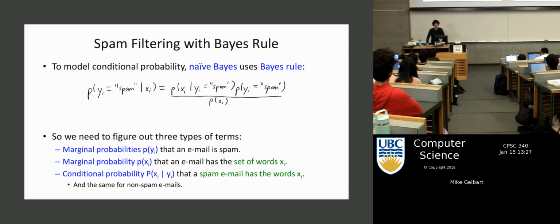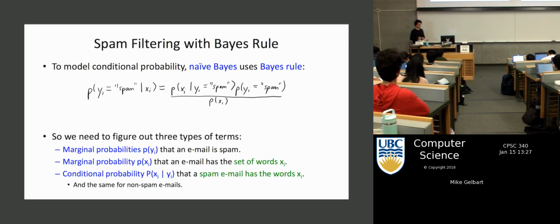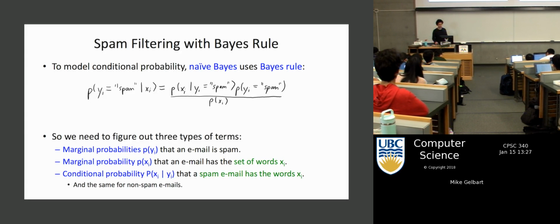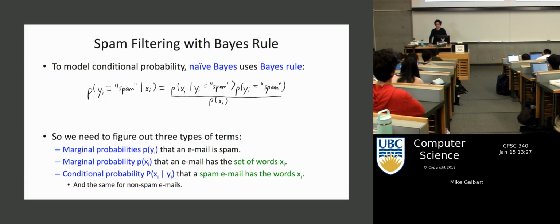So these things all have names. We have the conditional probability. Well, we have two conditional probabilities. And then we have two marginal probabilities. And the one we really care about is the probability of spam given the features. And all the stuff you see here, we have the same for not spam.